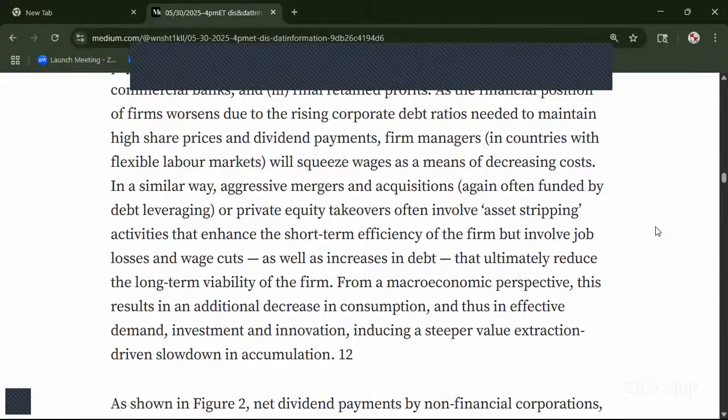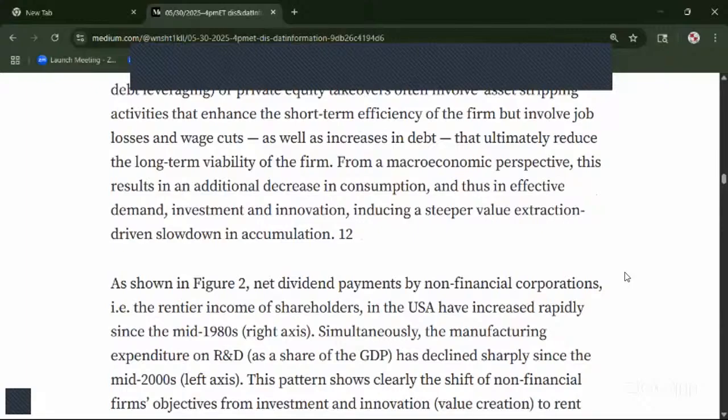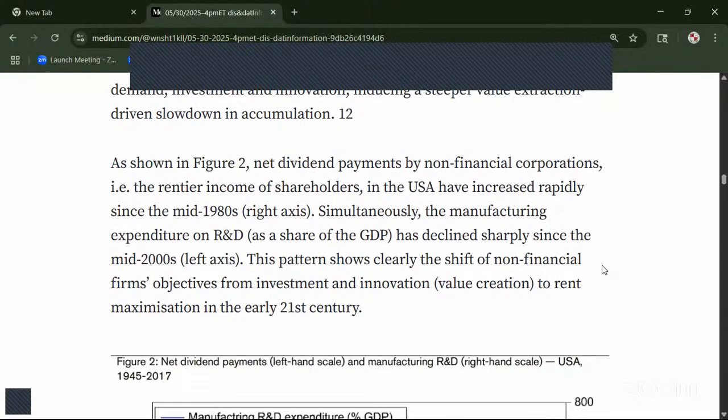From a macroeconomic perspective, this results in an additional decrease in consumption and thus in effective demand, investment, and innovation, inducing a steeper value extraction driven slowdown in accumulation. As shown in Figure 2, net dividend payments by non-financial corporations, i.e., the rentier income of shareholders in the USA, have increased rapidly since the 1980s. Simultaneously, the manufacturing expenditure on research and development as a share of GDP has declined sharply since the mid 2000s.